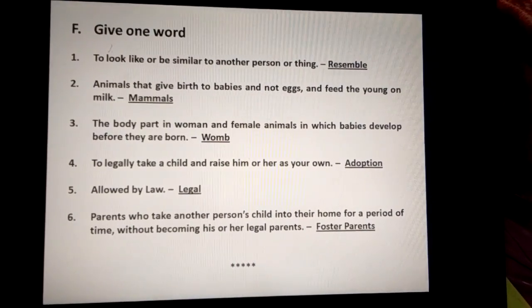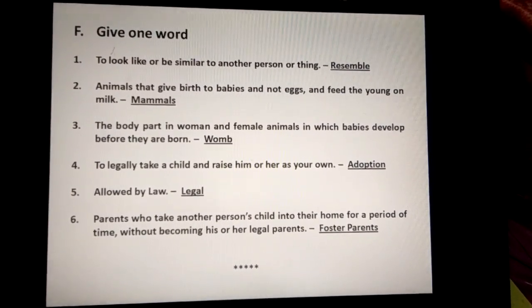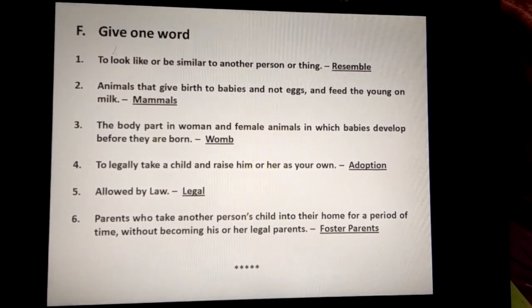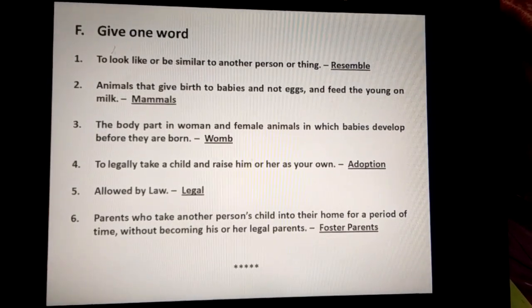Read the chapter loudly at home. It will enhance your reading skills. Underline all the difficult words and learn.